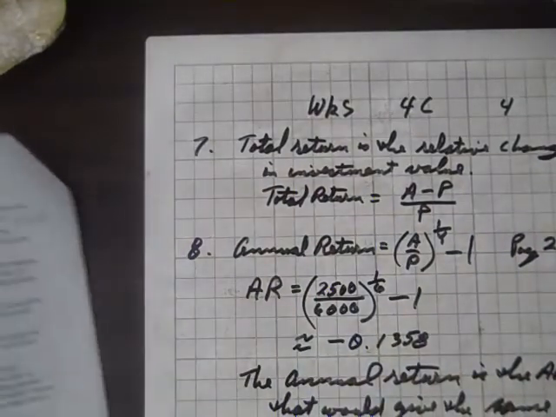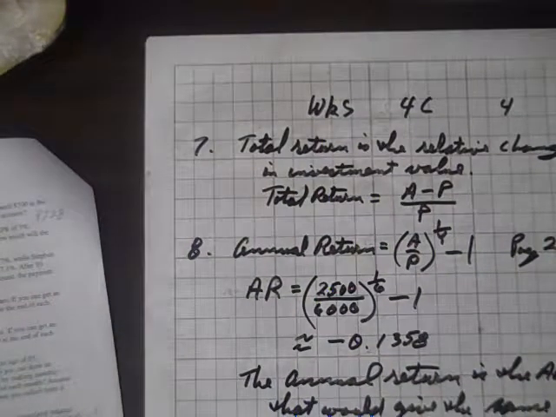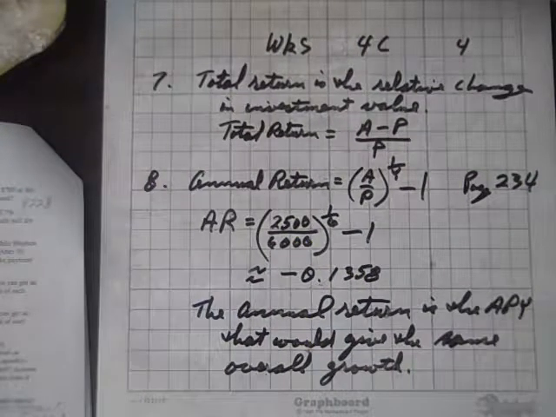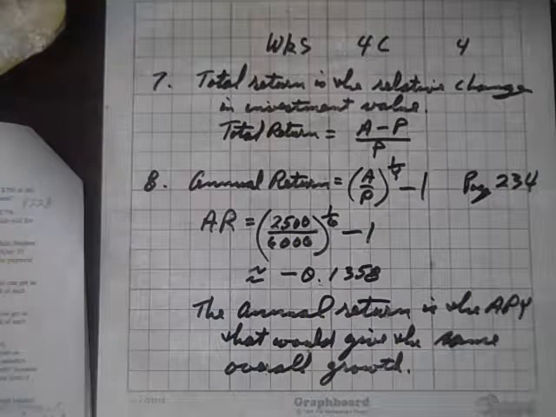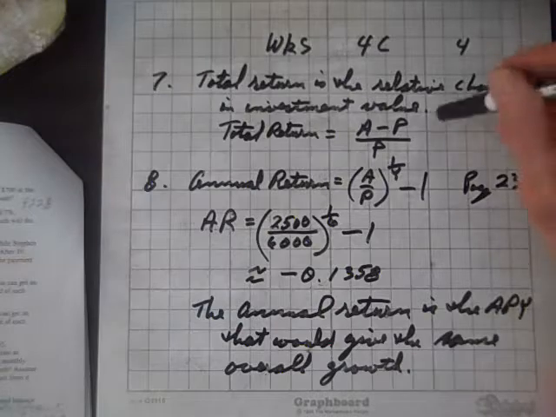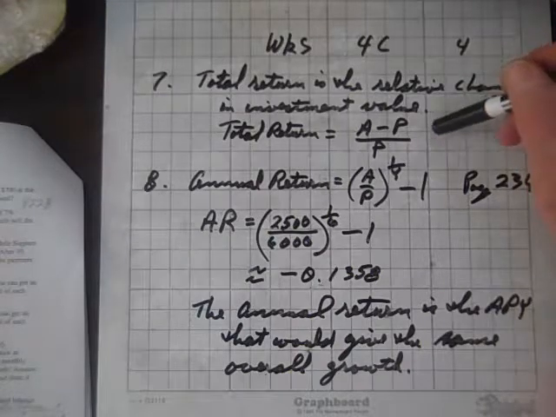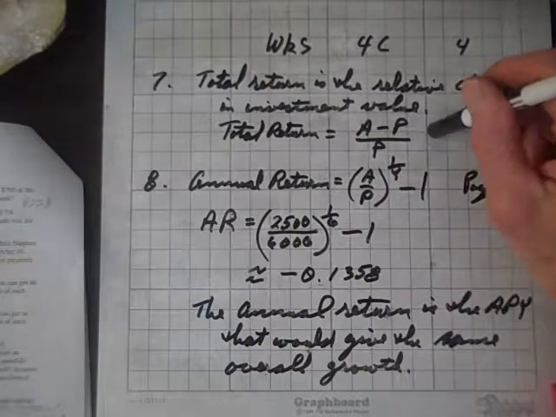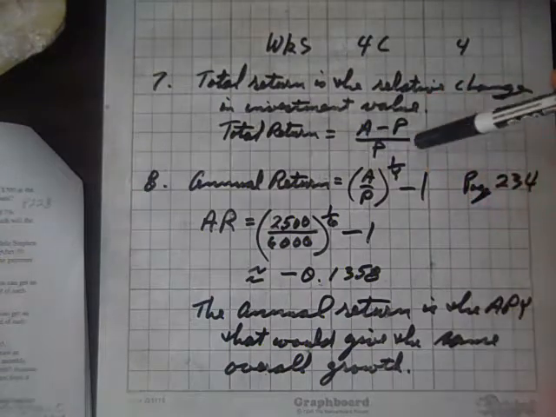So let's do number 7. Number 7 says, consider an investment that grows from an original principal to a later accumulated balance. Use words to define the total return on the investment. There's a typo there. So total return is the relative change in investment value. We've done that. Percent change, we don't have a percent symbol here, so it's just going to be the relative change in decimal form, and there's the formula.